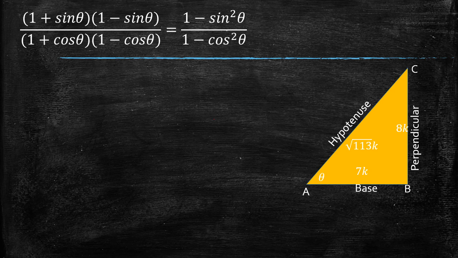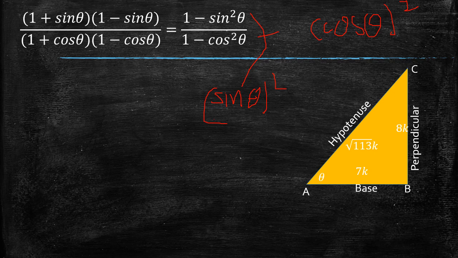Now remember one important thing here. What is sine square theta? This is new to you. Sine square theta is the square of the value of sine theta. This is important. Similarly, what is cos square theta? Cos square theta is also the square of the value of cos theta. Remember this. This is very much important.